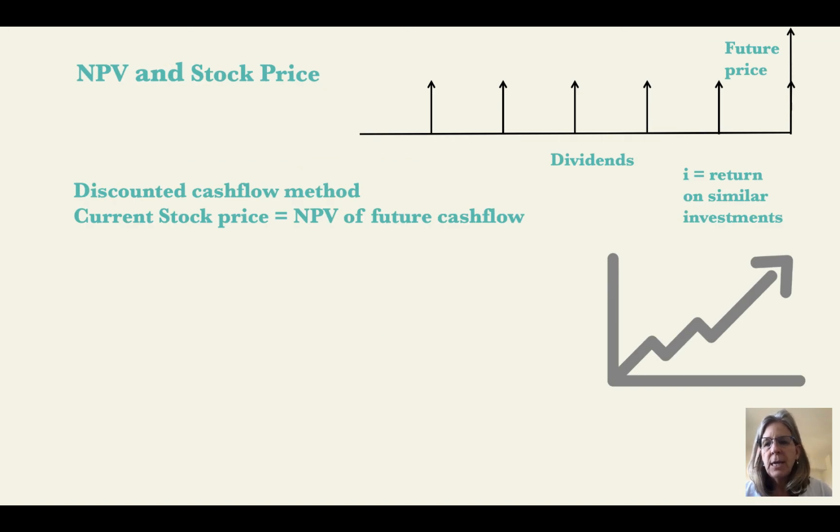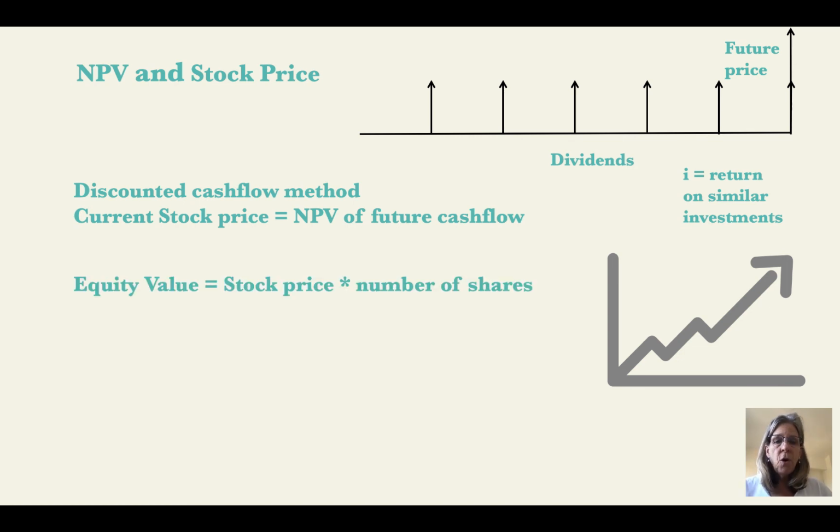One of the interesting and useful things about net present value is that it has a direct relationship to stock price. If you make investments that are valuable and increase the value of the company, your stock price will go up. There's a method of valuing the stock market called the discounted cash flow method, and it says that the current stock price is equal to the net present value of all future cash flows. If you look at the cash flow diagram on top, I have the dividends that are received plus the future stock price, and if we calculate the net present value of all of that, we can figure out what the current stock price is.